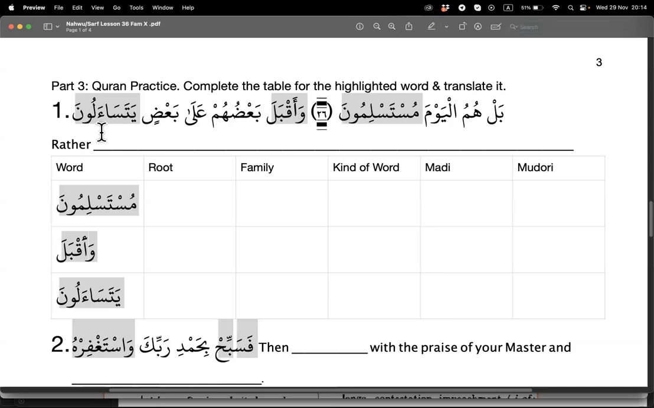Yatasa'aluna. Yatasa'aluna from the bab istif'alan? Are you sure? What's the root letters? You see a lot of sin and ta. You think it's this one, but actually, what's the root letter? If'ti'alan. Yes. So this is family 6. What's the root letter? Sin hamza lam. Yes. Good. What kind of word is this? This one will be fi'il mudhari' hum.